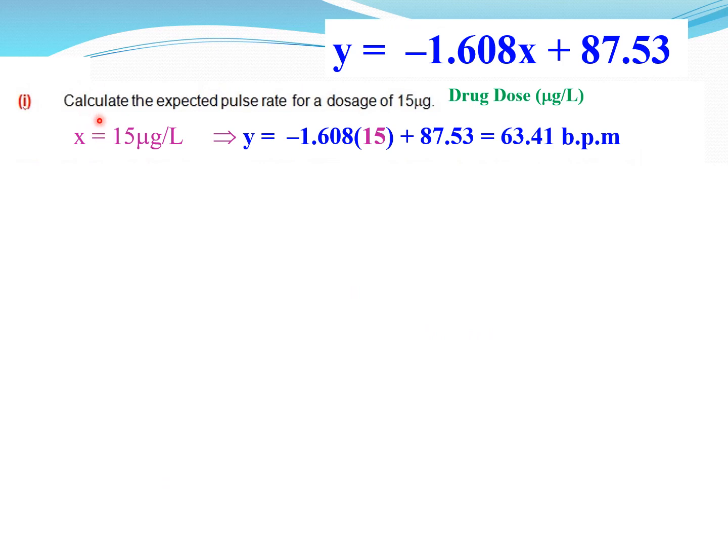So the first one, calculate the expected pulse rate for a dosage of 15 micrograms. That's 15 micrograms per litre. So the X value is equal to 15 micrograms per litre. Substitute the X value in for X there in the equation of the best fit line. So Y equals minus 1.608 times 15 plus 87.53 equals 63.41 beats per minute.